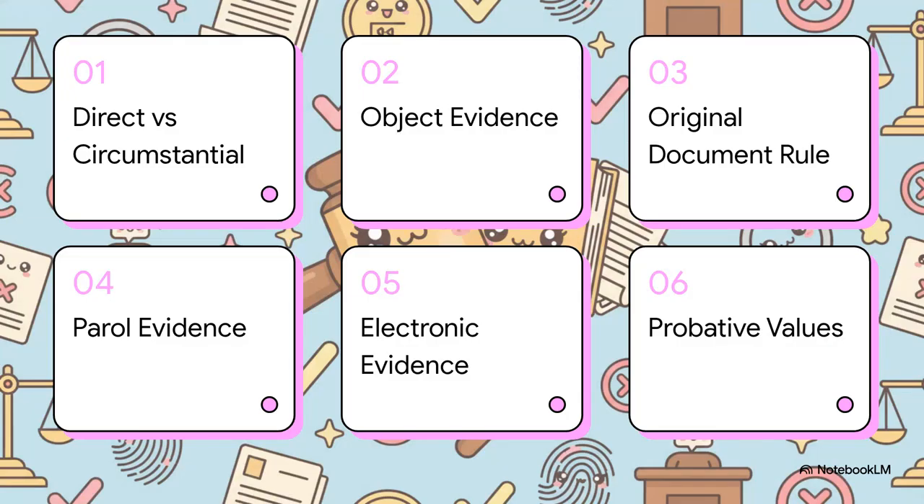Here's our syllabus for today. We'll be covering direct versus circumstantial evidence, admitting object evidence, the original document rule, parole evidence and its exceptions, the rules for electronic evidence, and finally, weighing probative values. Let's get right into it.